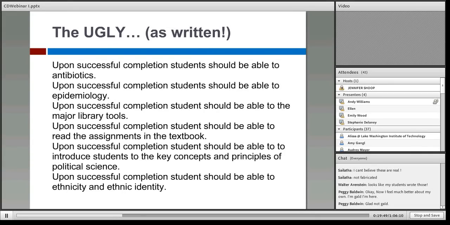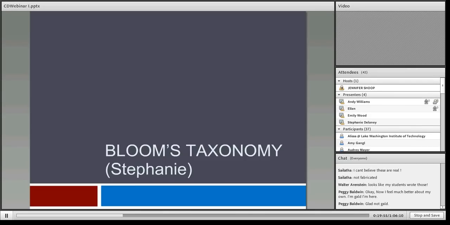So let me move on. That's why this is so important. Looking at these, you can only imagine what our students think. So now I'll go ahead and move this over to Stephanie.